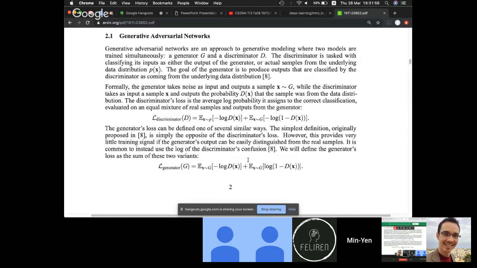Then it says we're going to define the generator's loss as the sum of two variants. You can say the generator's loss is the opposite of the discriminator's loss, but instead of doing exactly that, we use the log of the discriminator's confusion instead.